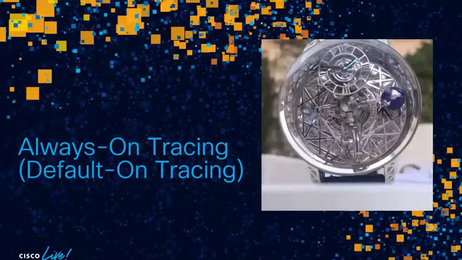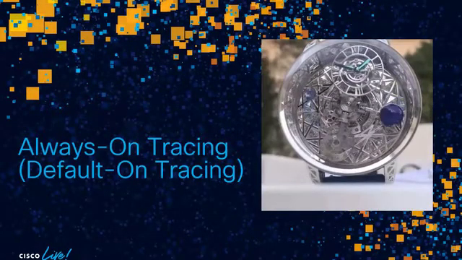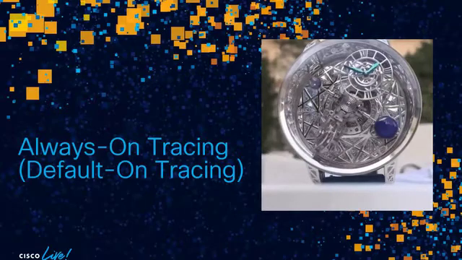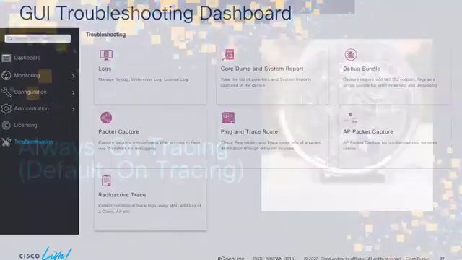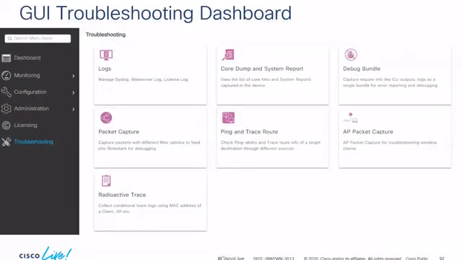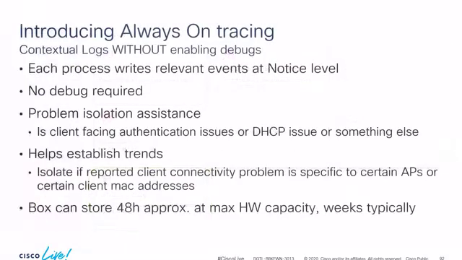Always-on tracing. As the name suggests, this simply refers to the binary traces for all the processes that always write all the time, hence the name. These always-on traces can simply be collected by going under the radioactive trace tab. The naming convention is a little off. These are actually just always-on traces, but it is listed in there.